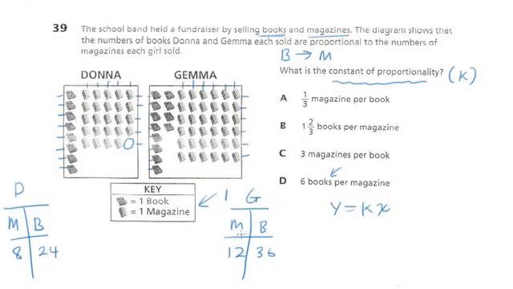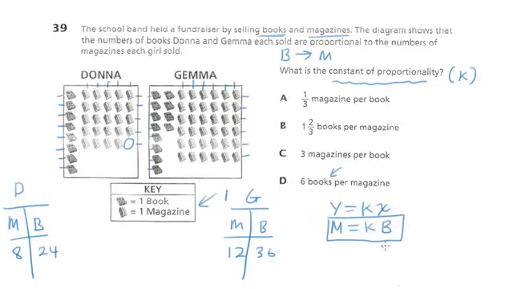If we're wanting magazines per book, we're trying to really think about which way the M and the B should be. So let's just say that this is our book, the X, and the M is in magazines, which would be a Y. So let's try and think of this in this way right here.